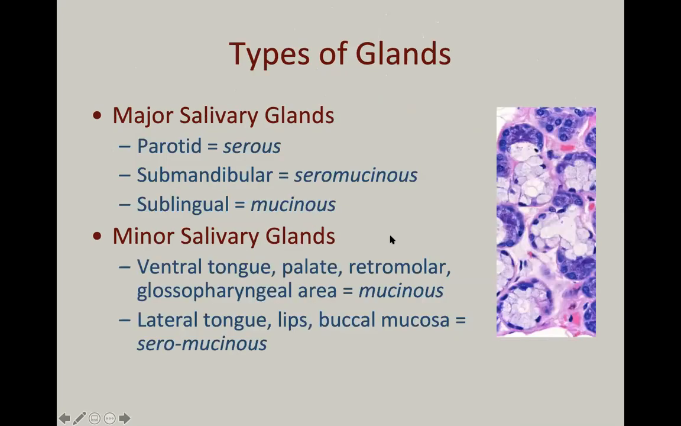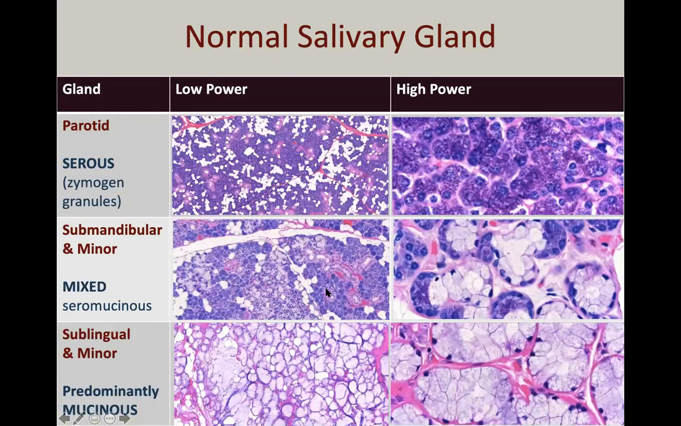So the types of glands include the major and the minor. The major are the parotid, the submandibular, and the sublingual. The minor salivary glands, however, are located pretty much diffusely throughout the upper aerodigestive tract, into the trachea, down into the bronchi, et cetera. So we could theoretically have salivary gland type tumors arising not only in the major glands, but in any of the minor glands throughout these areas.